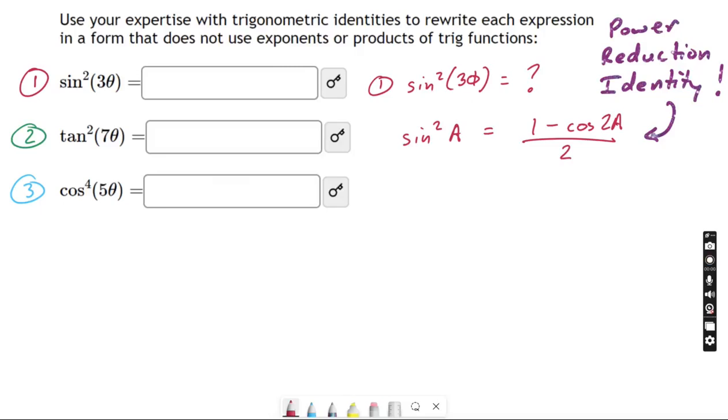This is a fairly intense problem involving some power reducing identities. Now, the first two equations on the left, the sine squared and the tangent squared, don't usually cause any big problems, so I'm going to breeze through these fairly quickly. And then we'll get to the cosine to the fourth problem last, and that's where most problems are.